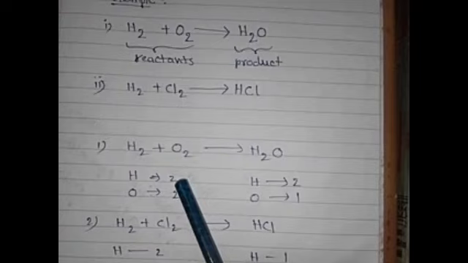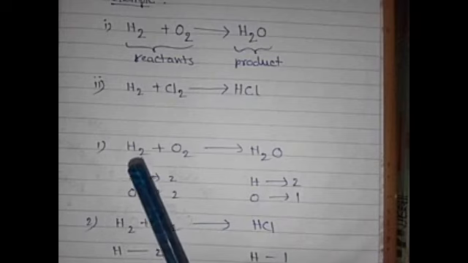In H2 plus O2 giving H2O, the number of atoms of hydrogen on the left side is 2. On the right side, it's also 2. The number of atoms of oxygen is 2 on the left side, but on the right side the number of atoms of oxygen is 1. So in the above equation, the atoms of the reactants and products are not the same, and this equation does not obey the law of conservation of mass.